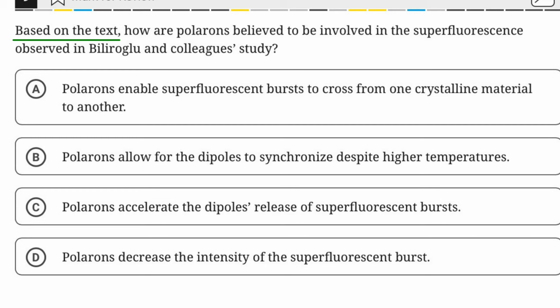So it's not from one material to another. It's about temperatures. See, it's not talking about accelerating. It's not about the intensity.